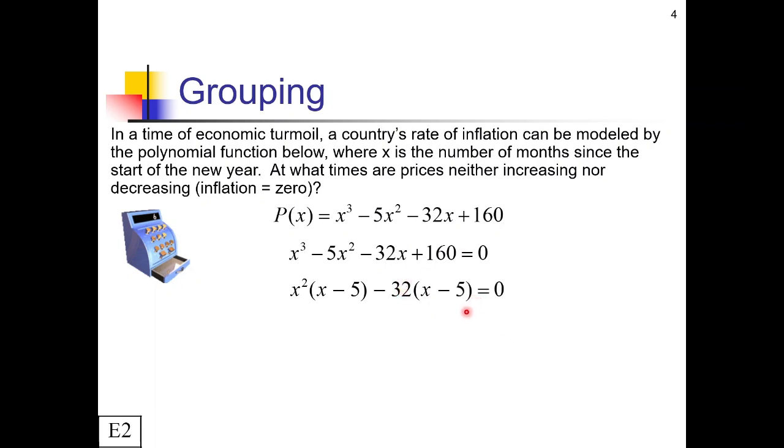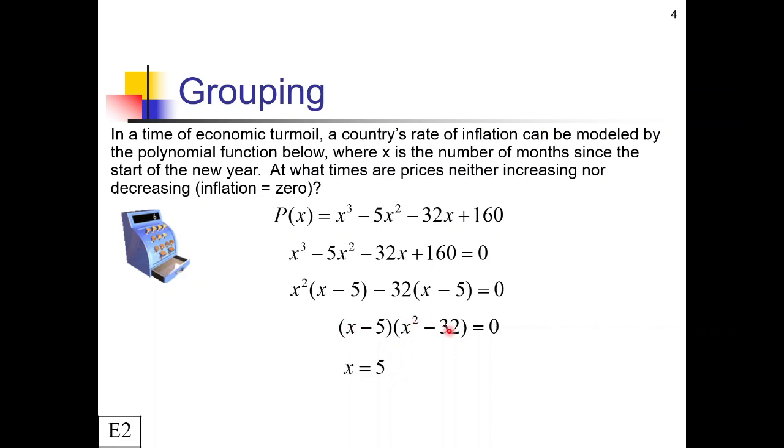Excellent. So I have a common factor of x minus 5 that I can pull out of everything, and then this x squared minus 32 is my leftovers for the other parentheses. So let me set each of these parentheses equal to 0 and solve it now. 5 minus 5 is 0, so that's going to be one x value.